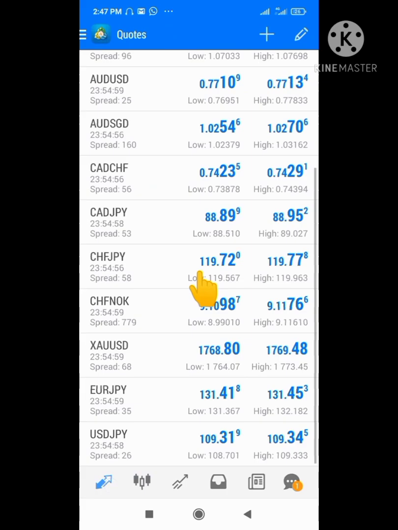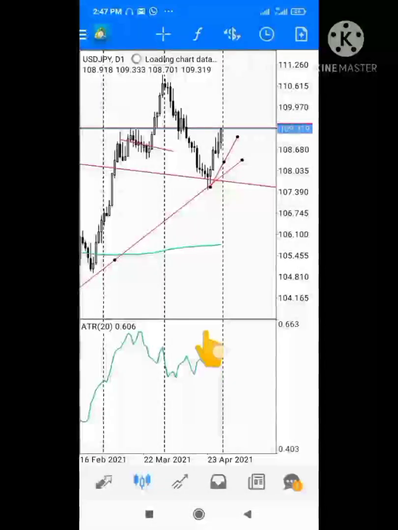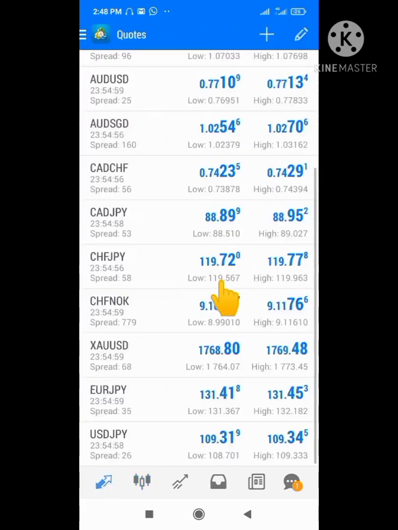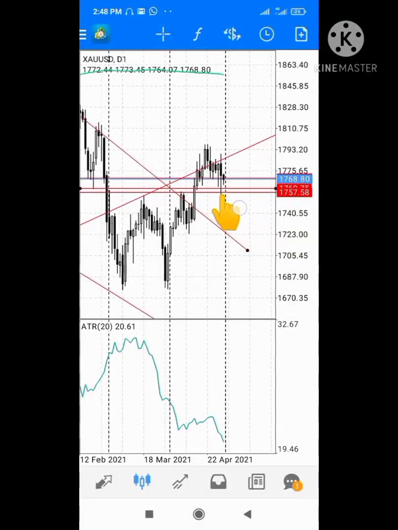As USD JPY is going up, this gold, I'm expecting it to come down to this strong resistance level. USD JPY, I'm expecting it to move from here to this level before it break down. As it breaking down, gold is also taking off. Gold is also taking up from this resistance level upward. So that's the way I'm looking at the market from next week.